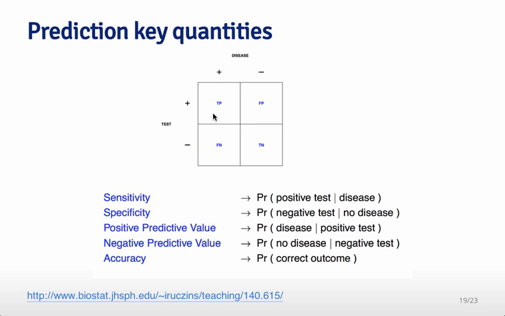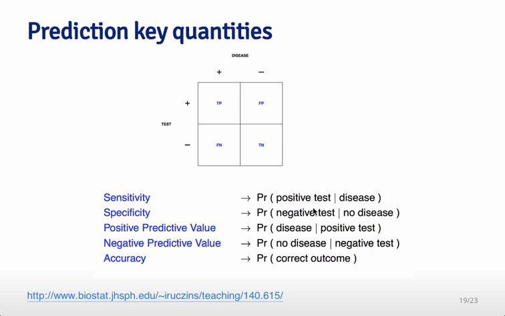So if you have the disease and you test positive, then you're a true positive. If you do not have the disease and you test positive, that's a false positive. If you have the disease but don't test positive, that's a false negative. And if you don't have the disease and you test negative, that's a true negative.